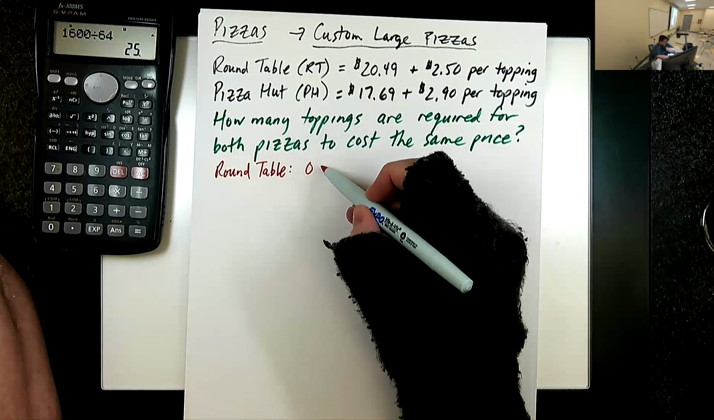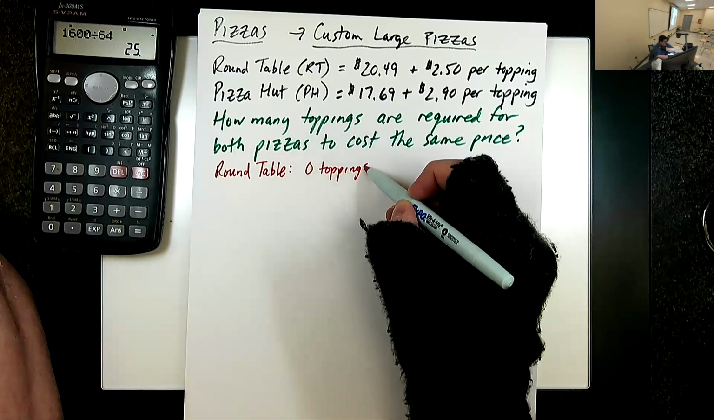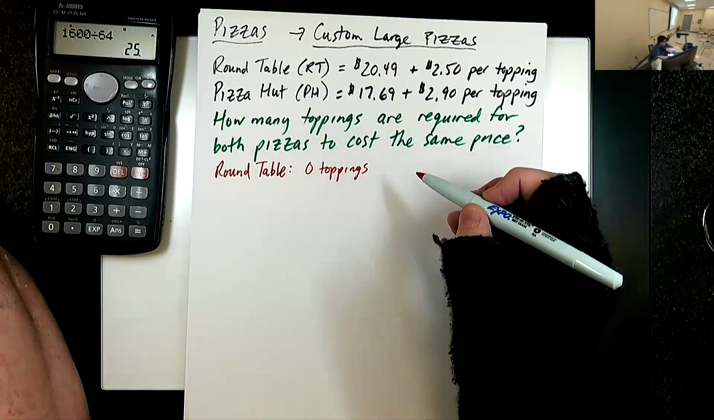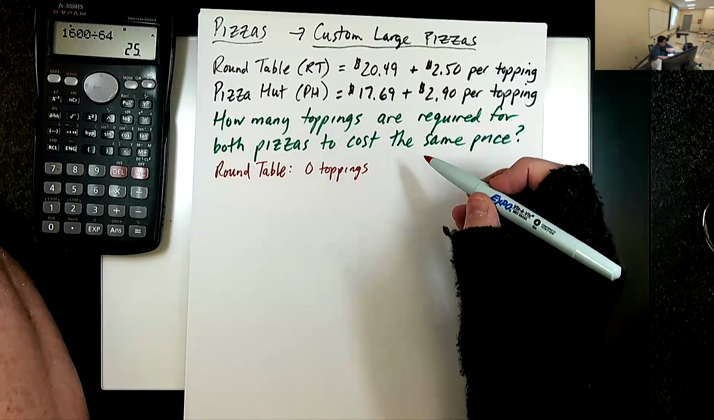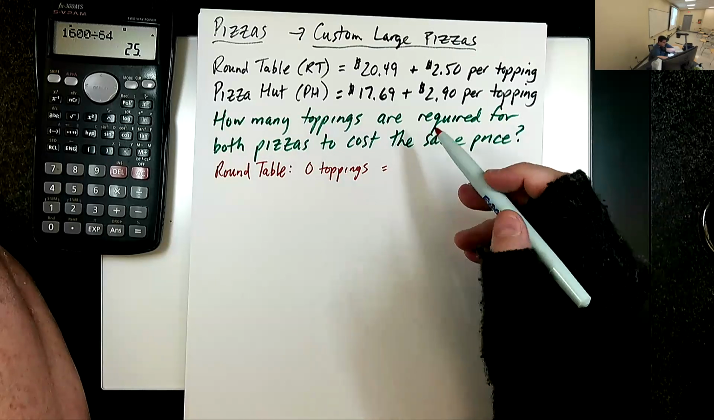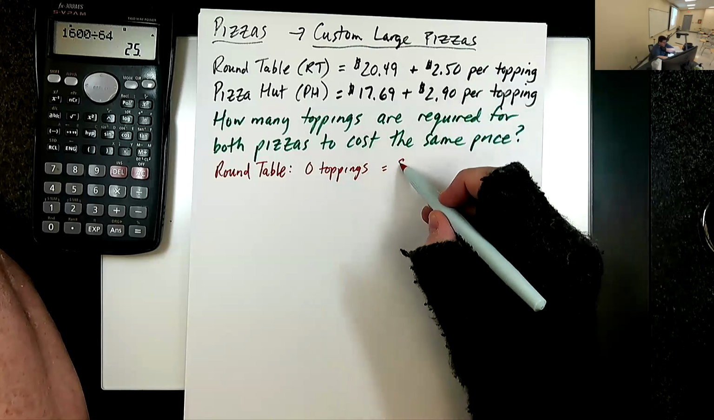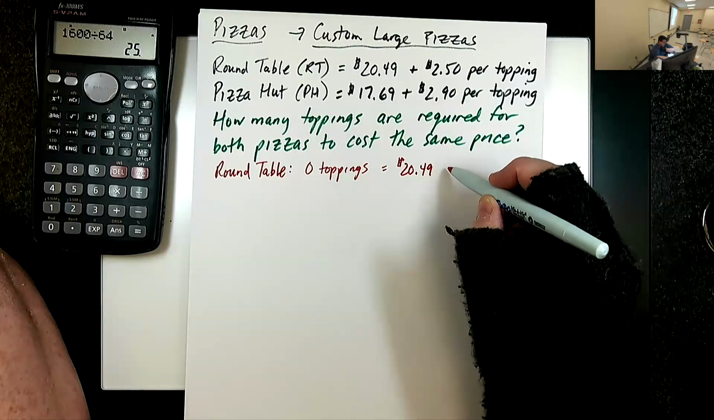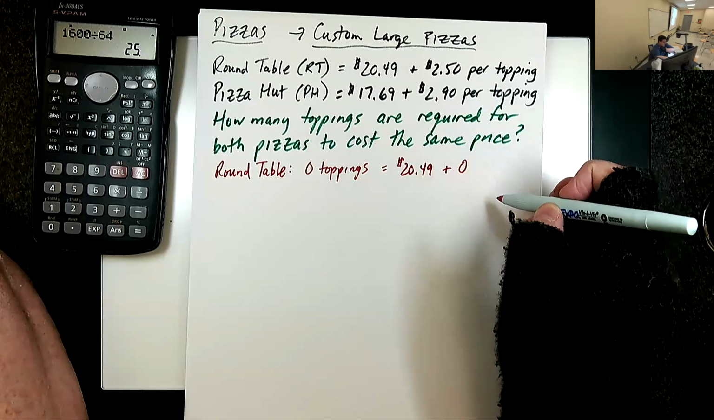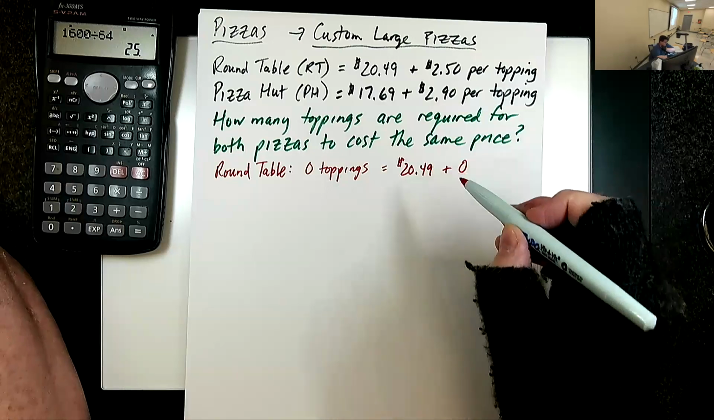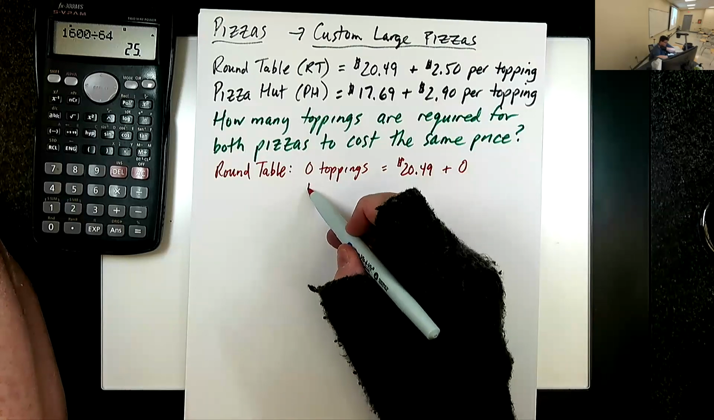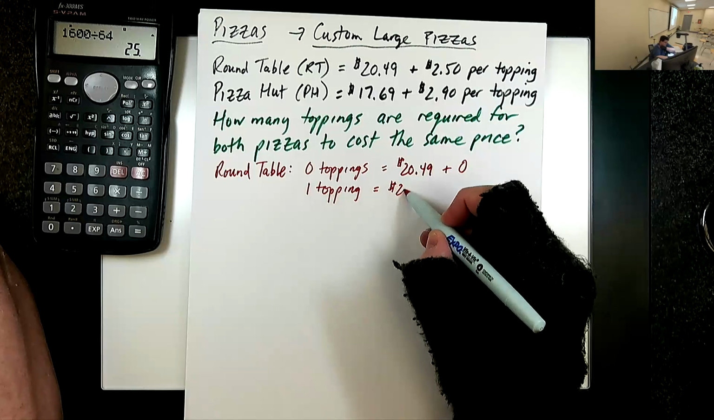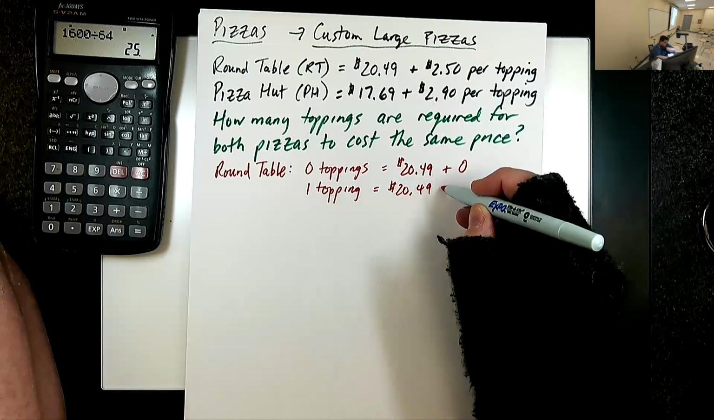If we had 0 toppings, just a cheese pizza, assuming they don't count cheese as a topping, you have to pay the $20.49 no matter what. But we're not adding anything more because there's no toppings. So that's the price. If we had 1 topping, it should be $20.49, and we pay $2.50 more.